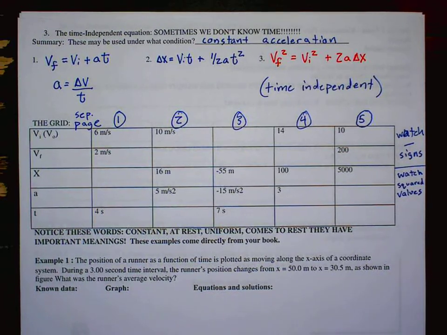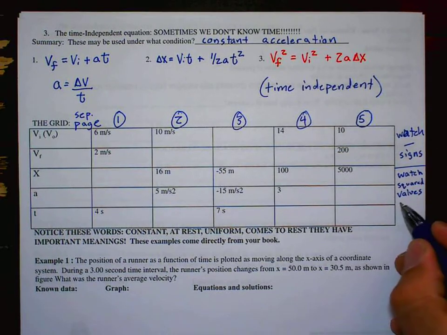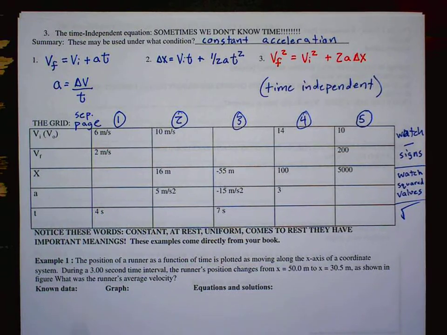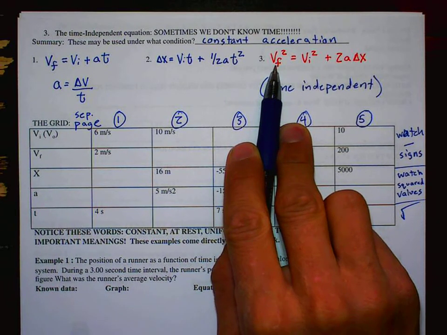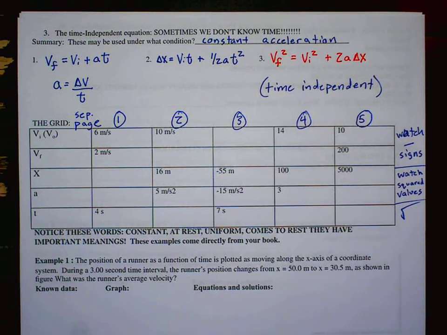If I'm walking around and someone says, oh, I didn't get the right answer, these are the first 2 things I'll check on your work. The third thing is you want to watch square roots too. Let's say you want to get a v final, eventually you're going to have to square root your answer, and that'll get you the right answer.